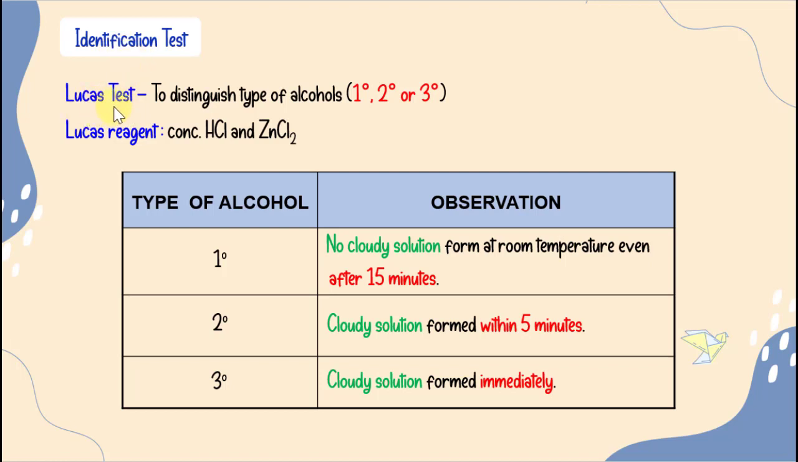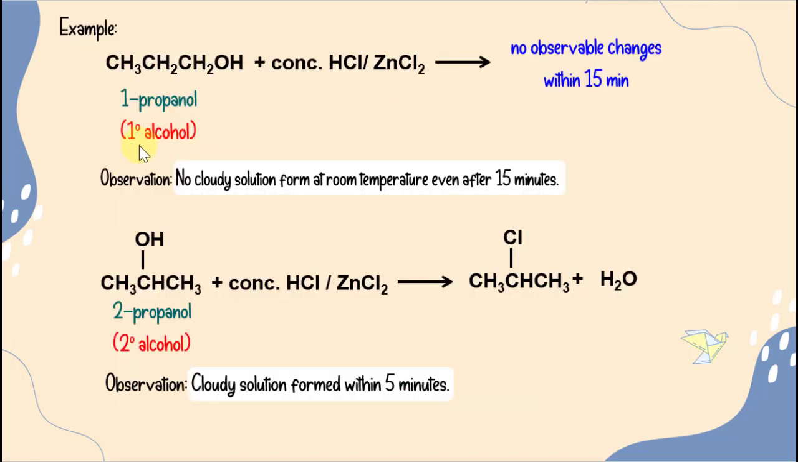One of the identification tests for alcohol is the Lucas test. So Lucas test is used to distinguish the type of alcohols. It means that for the primary, secondary and tertiary alcohol, it will give a different observation. The Lucas reagent is concentrated hydrochloric acid in zinc chloride. For the primary alcohol, for example, here if we have 1-propanol, treated with a Lucas reagent, there is no observable change within 15 minutes. So the observation that we can get is no cloudy solution formed at room temperature even after 15 minutes.